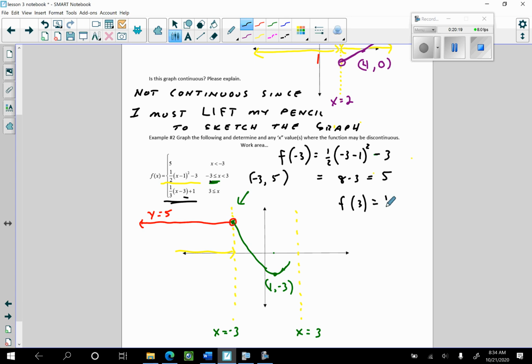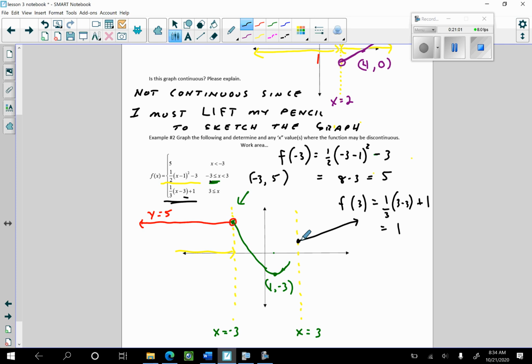Let's go ahead and write it out. This is going to be 1/3 times (3 minus 3), which is 0, plus 1. So that's going to be just 1. So this point (3, 1) is going to be a closed circle, and then this is a line. This is a line in point slope form. I already knew that (3, 1) was on that. The slope goes up 1/3. So that graph looks like that, and it's going to be a closed circle.